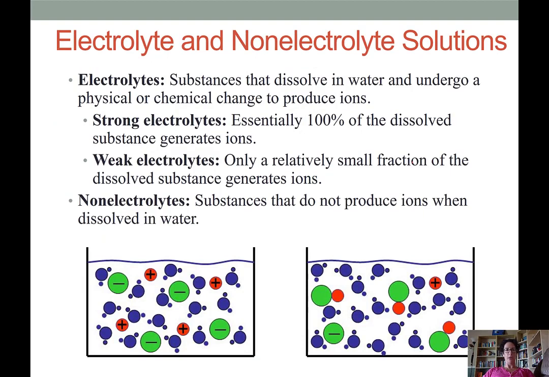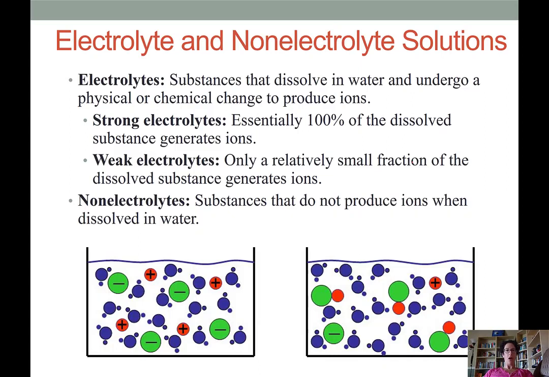This leads us to our learning objective about the word electrolyte. So an electrolyte is a substance that when dissolved in water can conduct an electric current. This means that when they are dissolved in the water, they must be producing ions because water alone does not conduct electricity.